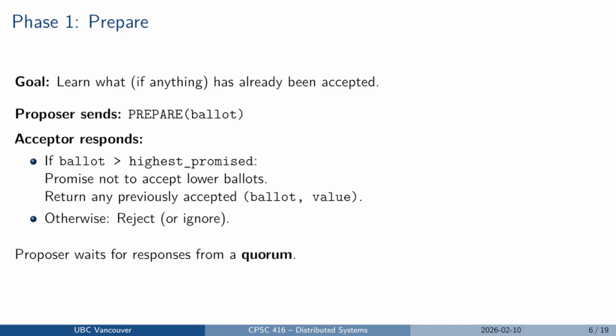And if it's the same numbered proposal, then it's just a duplicate, and you don't do anything with it. So if it's a duplicate, in fact, you would send back the ballot and the value that was accepted. Otherwise, you can just ignore it. You can reject it. There's no requirement that you reject it. The reason you might not want to reject it is because you don't want to flood the network with traffic.